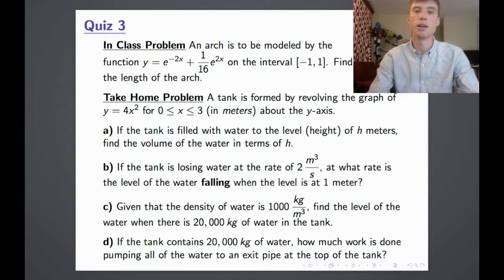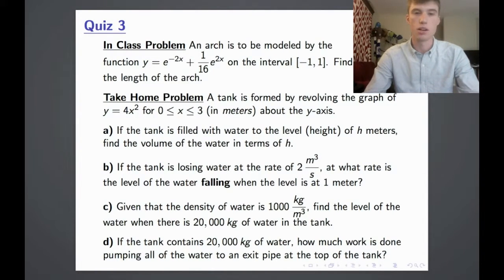The third problem asks you to put 20,000 kilograms of water into the tank and then to determine what height those 20,000 kilograms occupied. The fourth problem said once you've put those 20,000 kilograms of water into the tank, how much work is done taking it out of the tank?